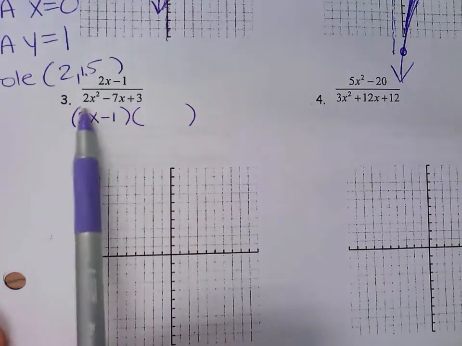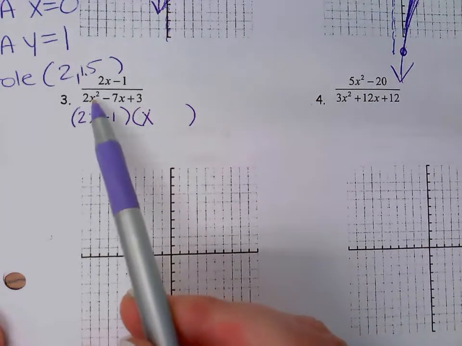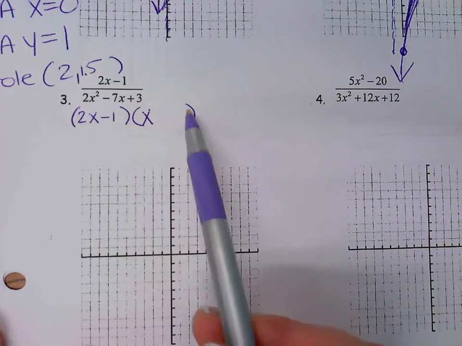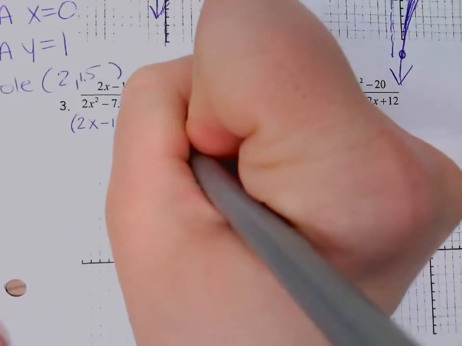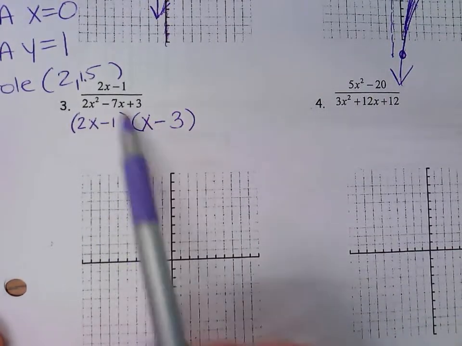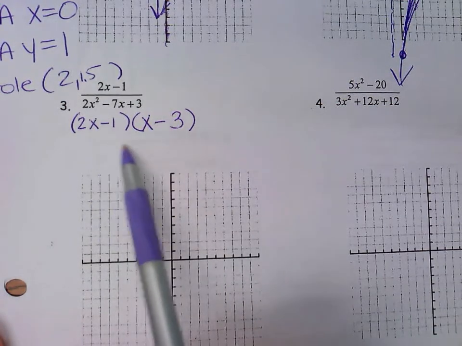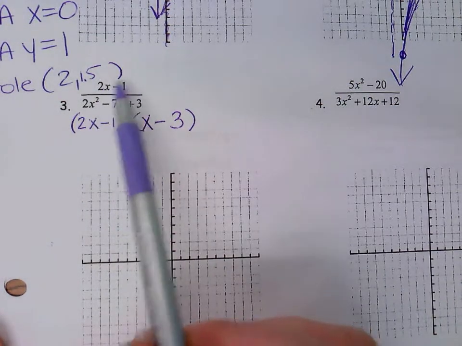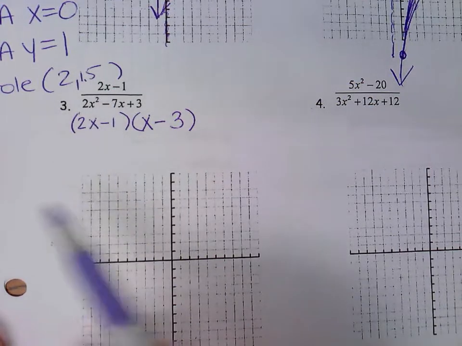If 2x minus 1 is a factor, what would the other factor have to be? So 2x times x would give me 2x squared, right? And what about the last term? Negative 1 times what will give me positive 3? It would be negative 1 times negative 3. So then you just have to check, does your outer plus your inner add up to negative 7? That'd be negative 6x, negative 1x. It does add up to negative 7x. So see how sometimes with rational functions, you can cheat a little bit and be like, oh, is this a factor? Let's check. It might save you some time.